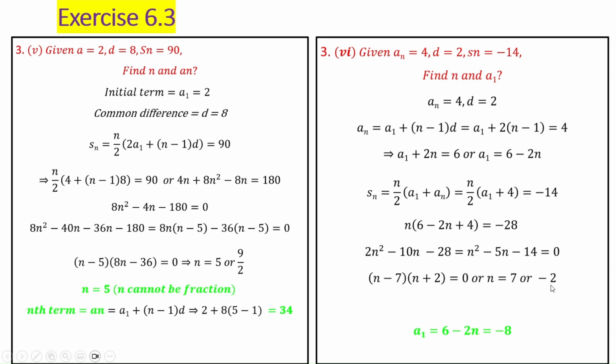Now again, the number of terms cannot be negative, right? So minus 2 is not possible. The only valid answer is n equal to 7. Once I know n equal to 7, I can derive a1, which is 6 minus 2n. If I substitute the value 7 here, I get minus 8.